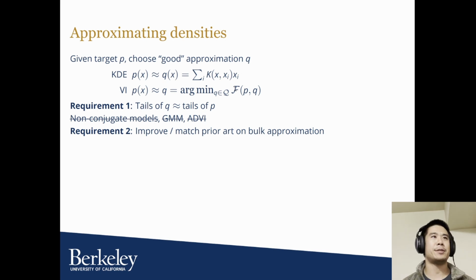There are two requirements that we would desire about Q. The first is that the tails of Q should be close to the tails of P. Intuitively, what you should think here is if P is heavy-tailed, then you certainly want Q to be heavy-tailed as well. And this excludes a number of models, such as non-conjugate models, where you may use a Gaussian approximation to approximate something whose target you don't know. The second requirement is to ensure that this method either improves upon or matches existing work.